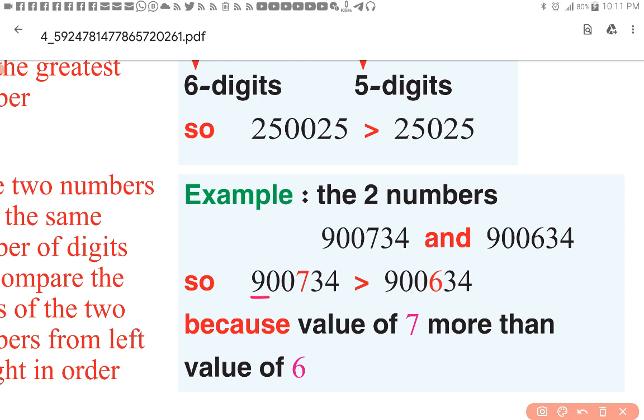Here you have 9 and here 9. The same. Then here 0 and here 0. The same. Then here 0 and here 0. After that here we have 7 and here we have 6. 7 is greater, so you will put the sign greater than, because the value of 7 is more than the value of 6. That's okay?